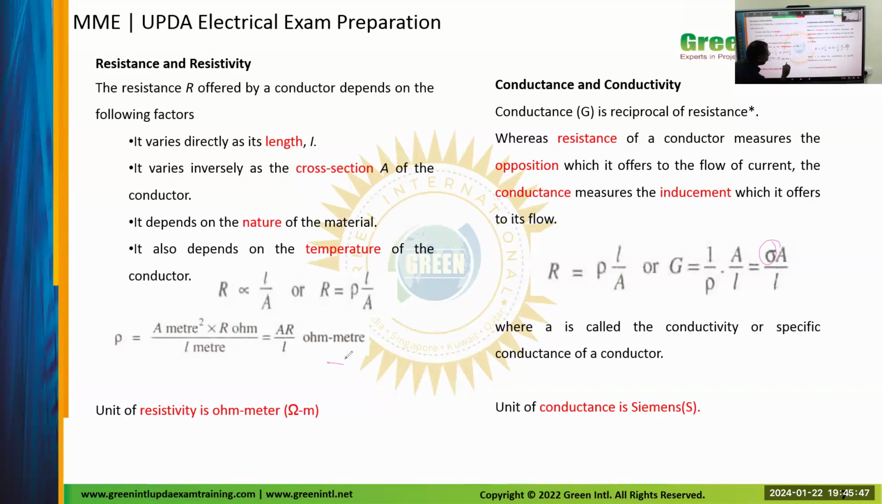So the unit is ohm meter. That is rho. Sigma is equal to 1 by rho, because conductance is equal to 1 by resistance, so conductivity is equal to 1 by resistivity. So here, ohm meter. R is equal to ohm, so G is equal to mho. So ohm becomes mho, and meter is in the multiplication, here reciprocal, so divided by meter. So this is the unit for the conductivity.